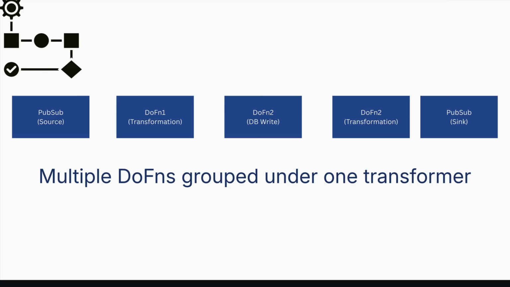So let's move ahead. Let's say this is your pipeline architecture. A message is read from PubSub. It goes through multiple DoFns grouped under a single transform. Then there is a database write followed by a transformation, and finally the message is published to another PubSub topic. One important detail: grouping multiple DoFns into a composite transform does not change how PubSub acknowledgements work. So let's be clear about that.